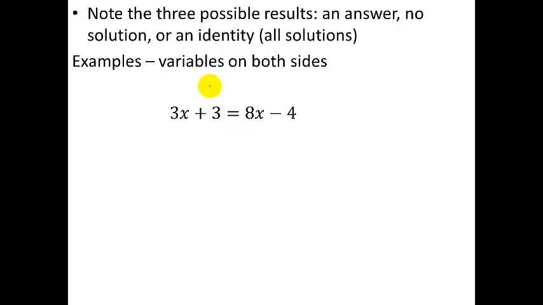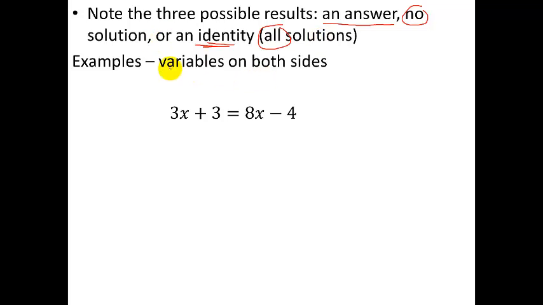Here we go. Note the three possible results. When you're solving an equation, in the past we've always had a solution, so we had one final answer. But it's also possible, in addition to having an answer, that you could get no solution, or you could get all solutions, which is called an identity. I'll show you some examples where this will happen, and we'll go from there.